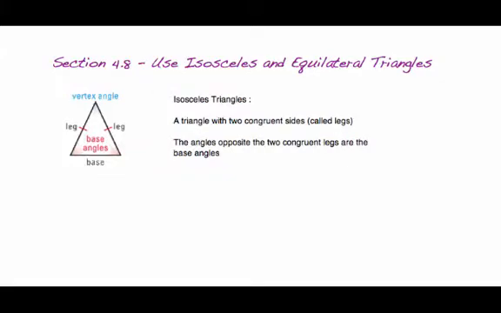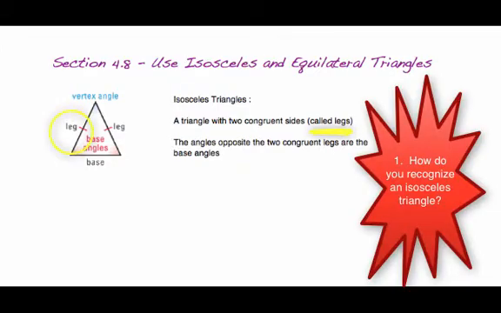Alright, so this is going to be section 4.8, and we're going to use isosceles and equilateral triangles today. So let's start with what it means to be an isosceles triangle. All isosceles triangles have two congruent sides. Okay, we're going to call those our legs. And then the angles opposite those two congruent sides are base angles. We have special properties with these, but right now let's just be able to recognize those.